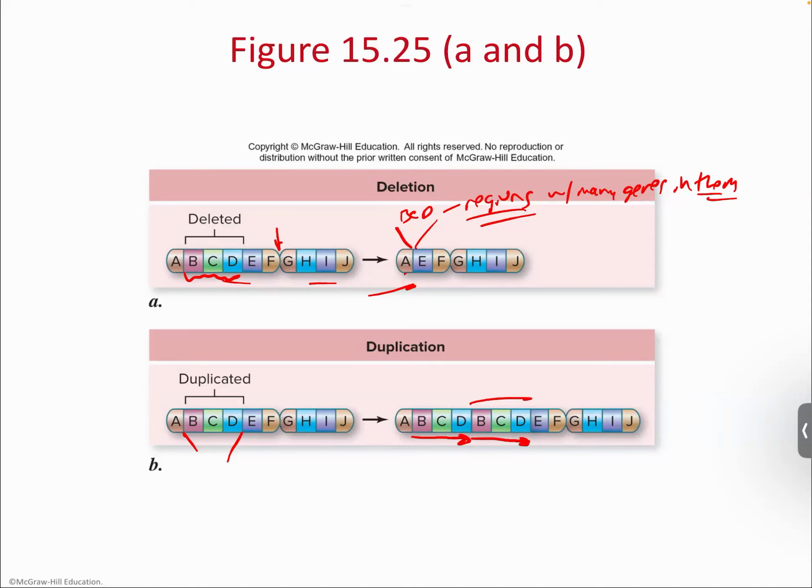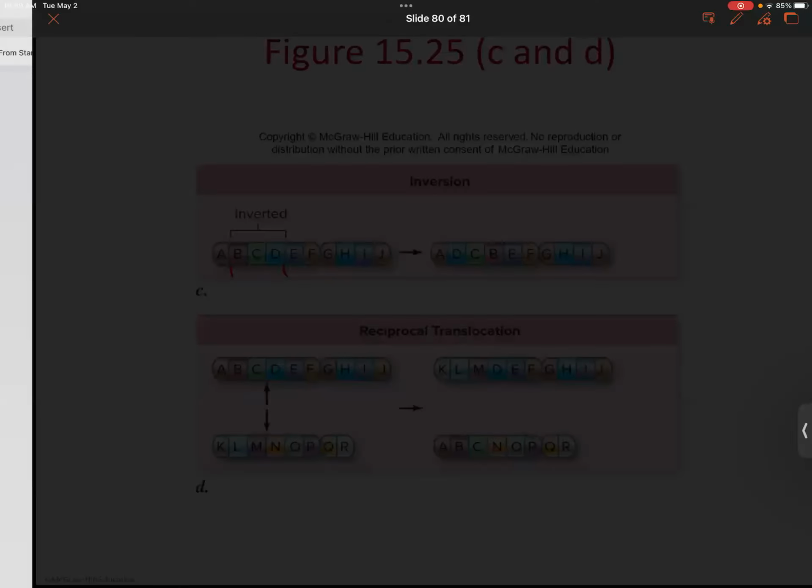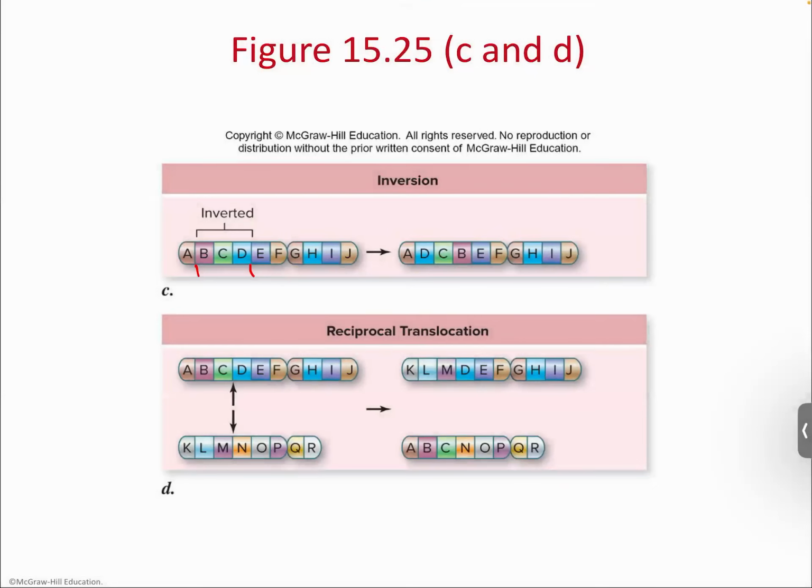Okay. Now, what about an inversion? Let's take a look at the inversion. So we're going to take a look at BCD again. In this case, we're going to cut it out, and we're going to spin it around 180 degrees, and we're going to plop it back in. Okay, so we're going to take our BCD, and we're going to basically pull this out, spin it around, and notice now it's going to be DCB. So notice what we did, we spun it around.